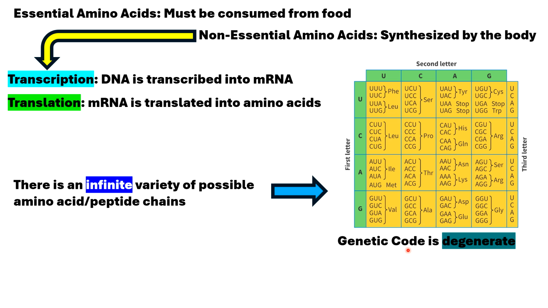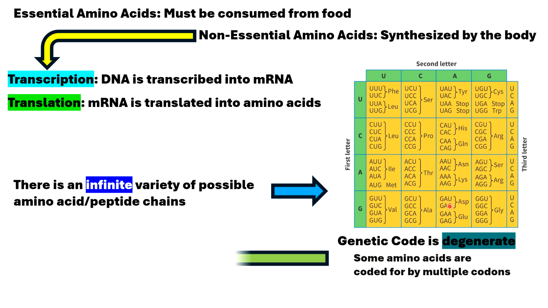Now, the genetic code is degenerate. What does this mean? Okay, this is the genetic code here. This means that some amino acids are coded for by multiple codons. Now, this means that, for example, LEU is coded by CUU, CUC, CUA, and CUG. So all of these code for LEU. That's why this is degenerate. For example, for ARG, all of these code for it.